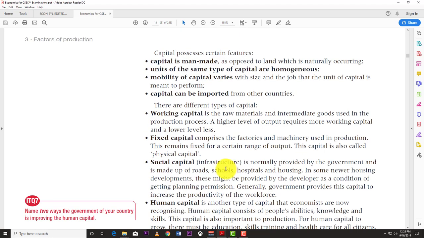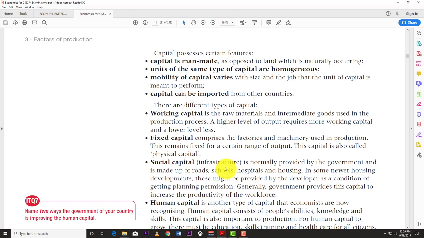Now, what are some features of capital? Capital possesses certain features. Capital is man-made, as opposed to land, which is naturally occurring. Next one, units of the same type of capital are homogeneous. So all of them are the same. Money is money, right? A pickup is a pickup. Equipment is equipment, so all of them are homogeneous. Unlike labor, as I said earlier, that is not homogeneous, is different.